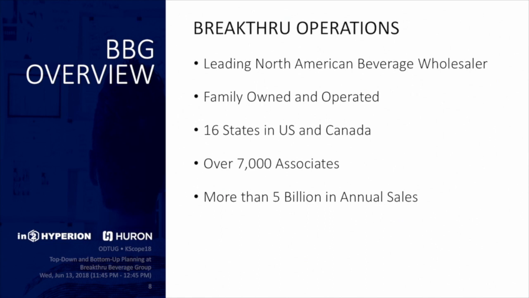So we are a leading North American beverage wholesaler. We're the 60th largest private company in the United States, and we're the second largest alcohol distributor in the U.S. We're family-owned and operated. We're in 16 states in the U.S., as well as all of Canada. We have 7,000 employees, and we budget for every single one of them. And we have more than $5 billion in annual sales.